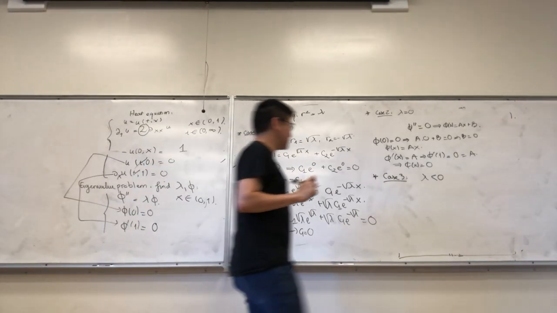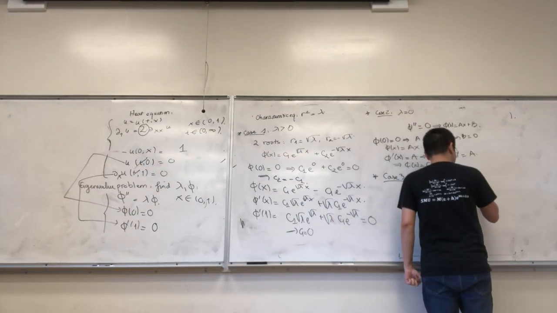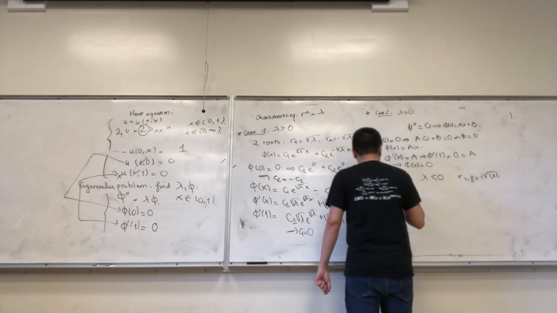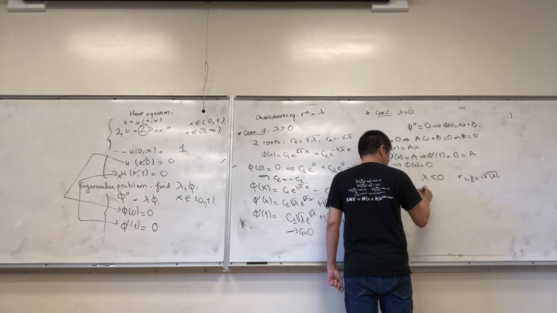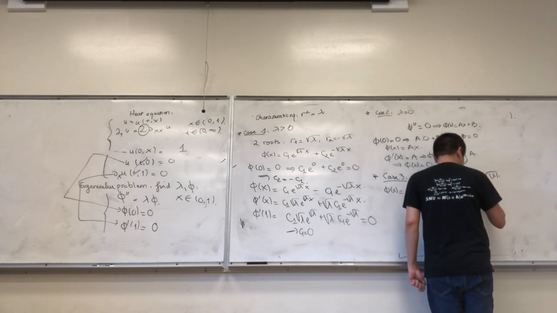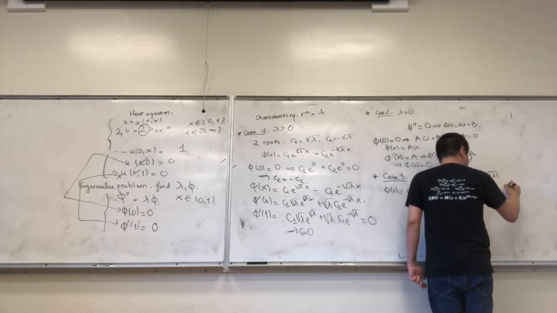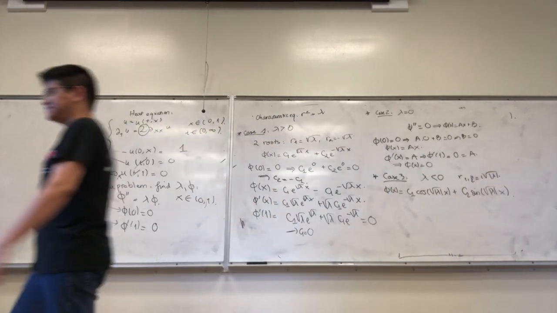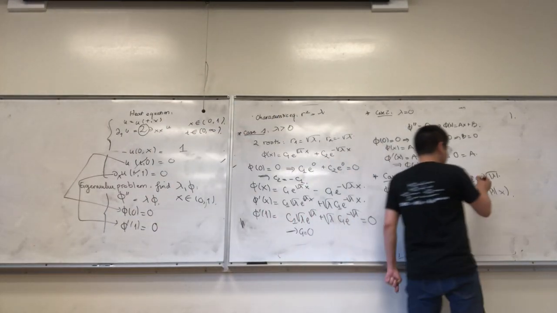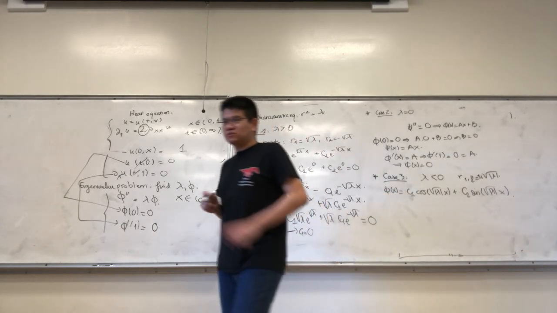So in this case, you have two roots, plus and minus i square root of the absolute value of lambda. So phi of x will be c1 cosine of square root of lambda x plus c2 sine of square root of lambda x. Right? So I explain again. For case number three, lambda is negative, you have two roots, plus and minus square root of lambda. So in this case, you have sine and cosine. So what is the next step?